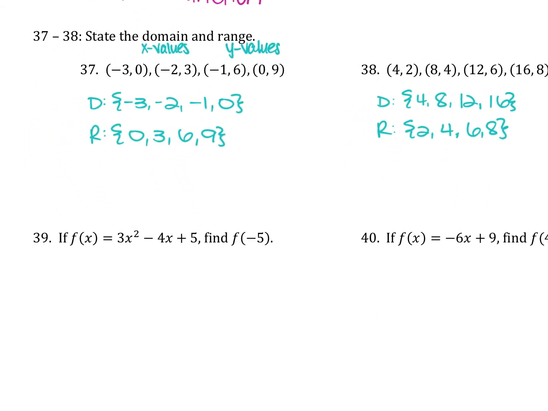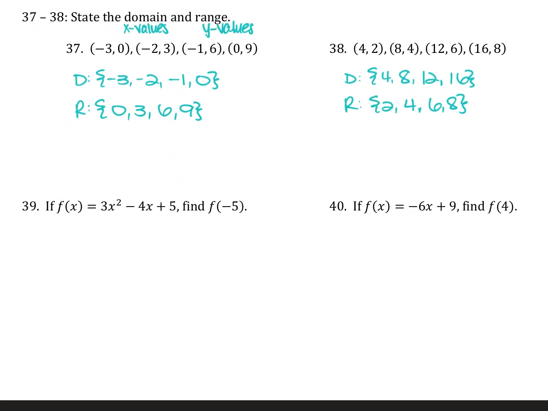For number 39, you're told to find f of negative 5 if f of x is 3x squared minus 4x plus 5. So the only thing we're doing is we're taking that negative 5 and we're plugging it in for x wherever we see an x. So this is going to be f of negative 5 is equal to 3 times negative 5 squared minus 4 times negative 5 plus 5.